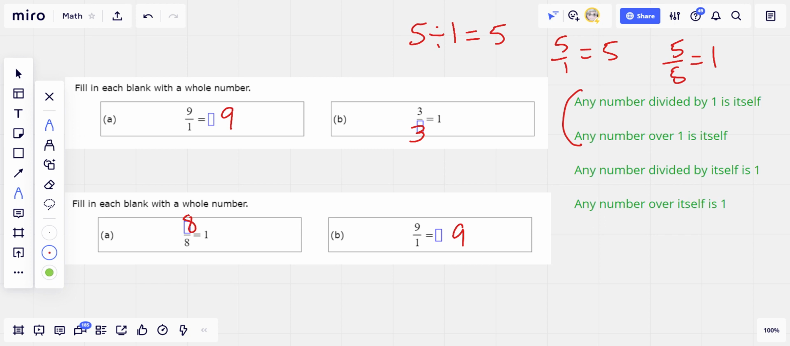So that's a little bit of work with some interesting rules about fractions.